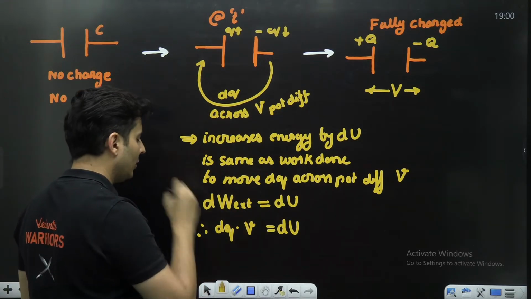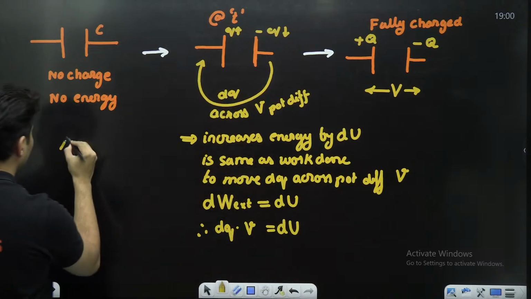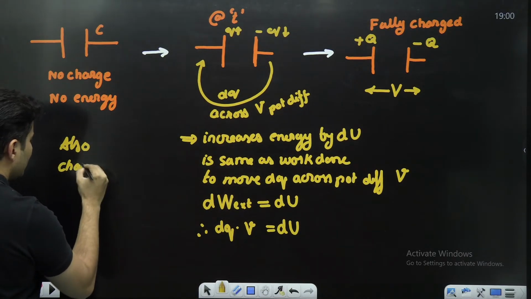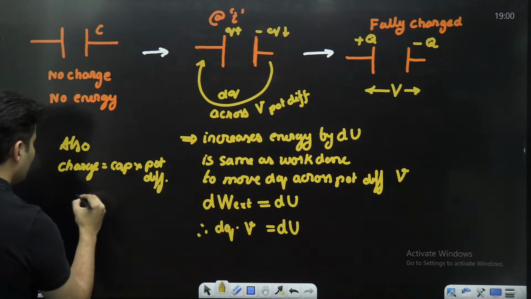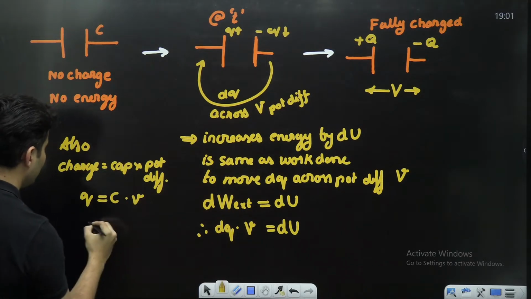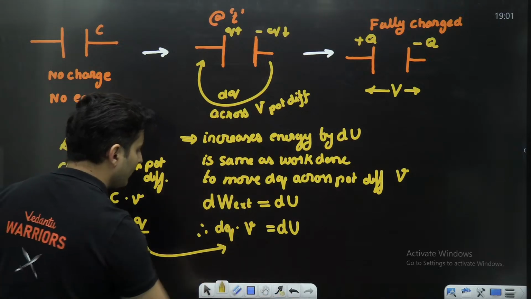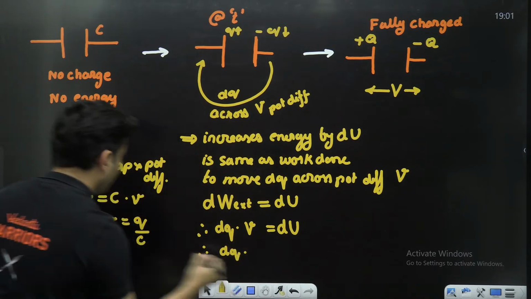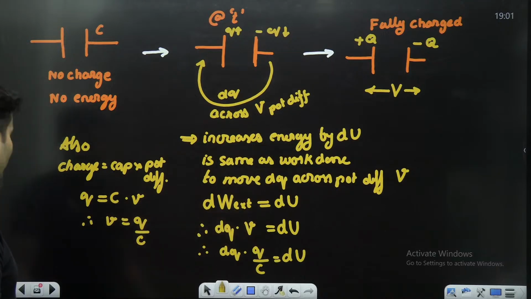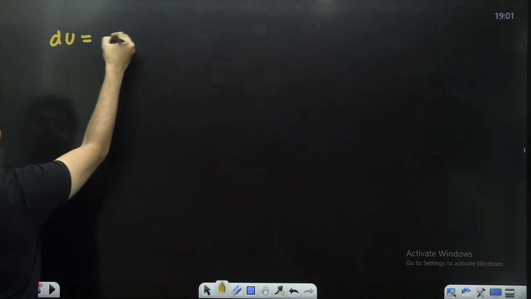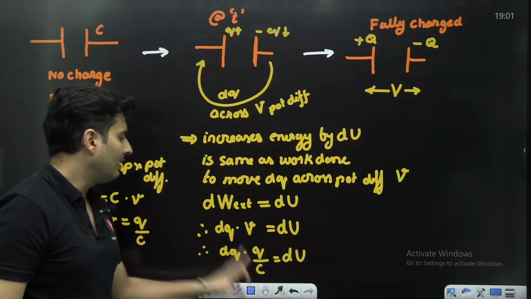Wait a minute. I know one more thing over here. For this particular situation, also keep in mind, always charge is capacitance multiplied by potential difference at any point. So any instant of charge is C into voltage. Therefore, V is nothing but Q by C. How about using that over here? Therefore, dq, instead of V, I will put it as Q by C is equal to du. dq into Q by C is equal to du. Move it slightly. So du will be Q dq, and 1 by C will come over here.